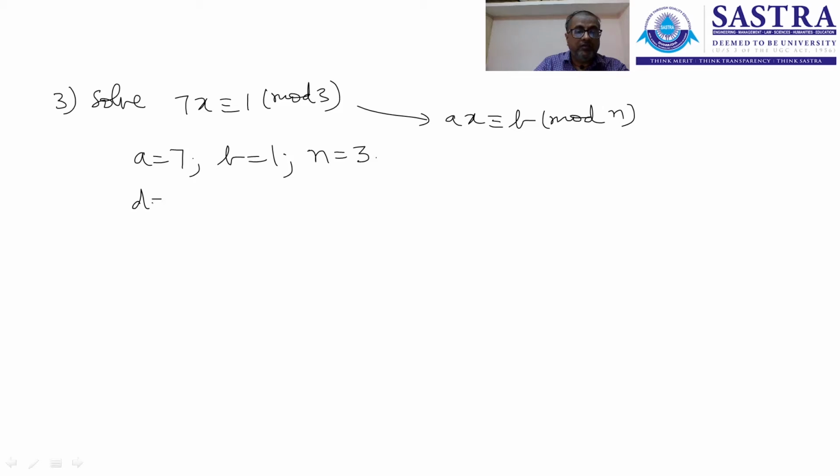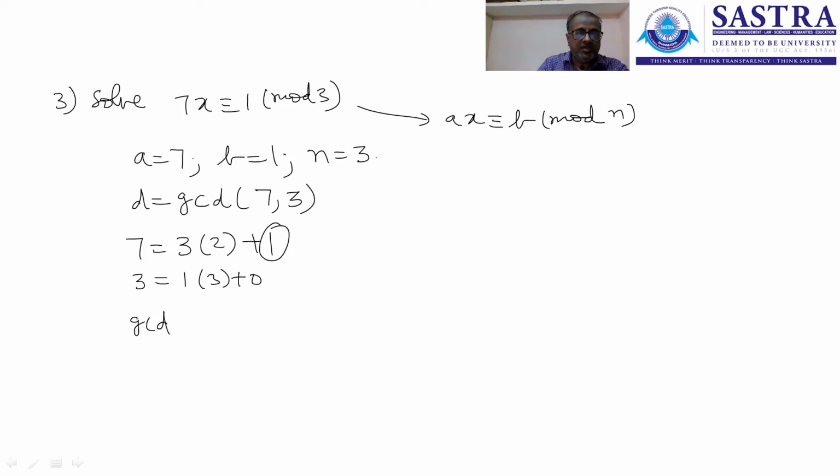Now d is equal to the GCD of 7 comma 3. I will find the GCD using the Euclid algorithm. 7 is 3 into 2 plus 1. I can just stop here with 1, because I have already reached 1. If I want to, 3 would be 1 into 3 plus 0. So GCD of 7 comma 3 is 1. Therefore, you can conclude that 7x congruent to 1 mod 3 has one solution.